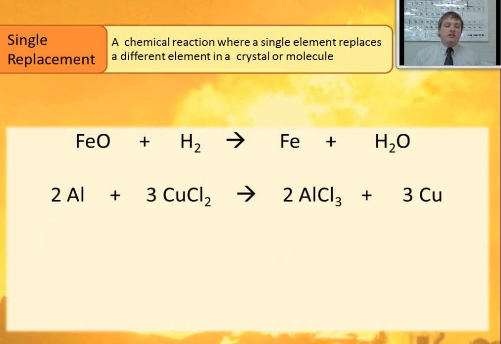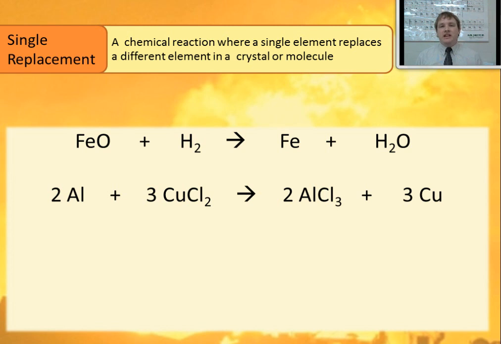In this one, aluminum combines with copper chloride to produce aluminum chloride and free elemental copper. I just want to make a point as you look at this chemical reaction. When you're trying to figure out if it's a single replacement or a double replacement, don't look at the subscripts. The subscripts don't really tell you what's going on with the materials in the reaction. It just tells you how many atoms are involved. Look at the actual elements, the symbols for the elements.